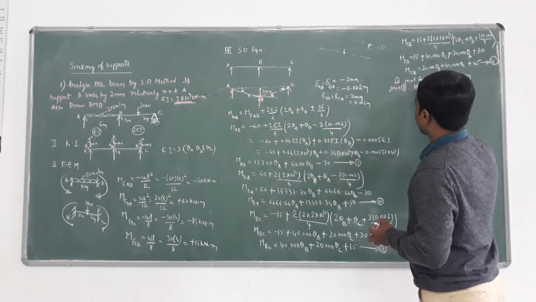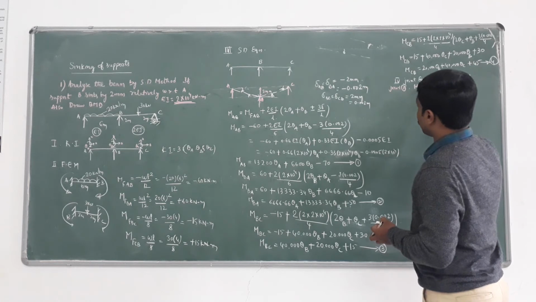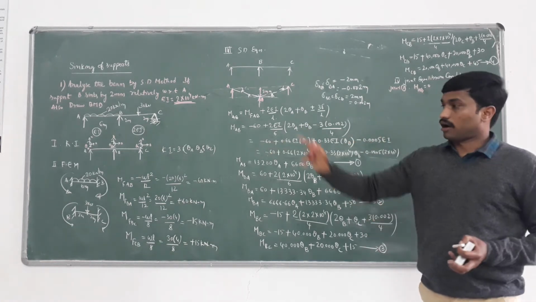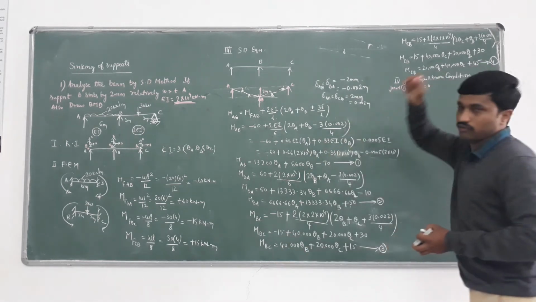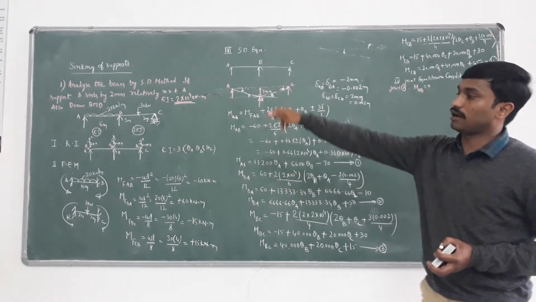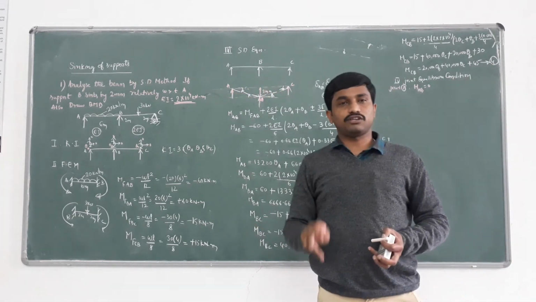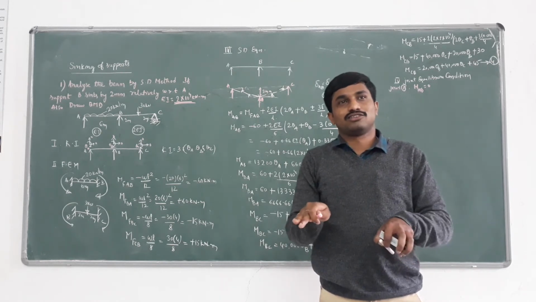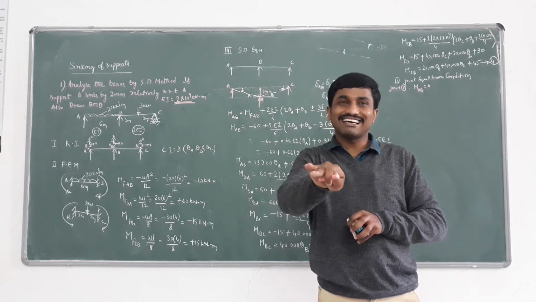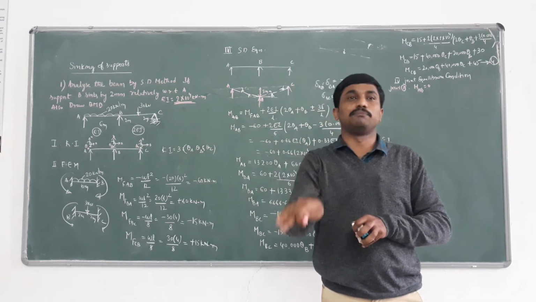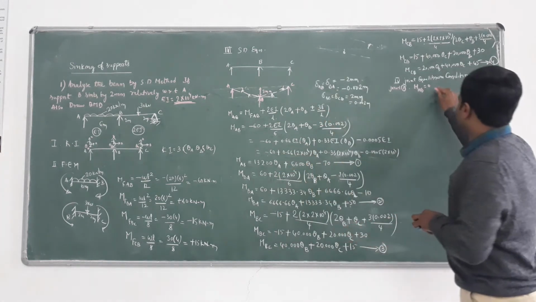For joint A, MAB equals 0. Please remember, at joint A we are having simple support, hence we are getting the joint equilibrium condition. If in case I am going to provide fixity, then there is no joint equilibrium condition, because a fixed joint is already a rigid joint, it's already in equilibrium. Clear? So MAB equals 0.